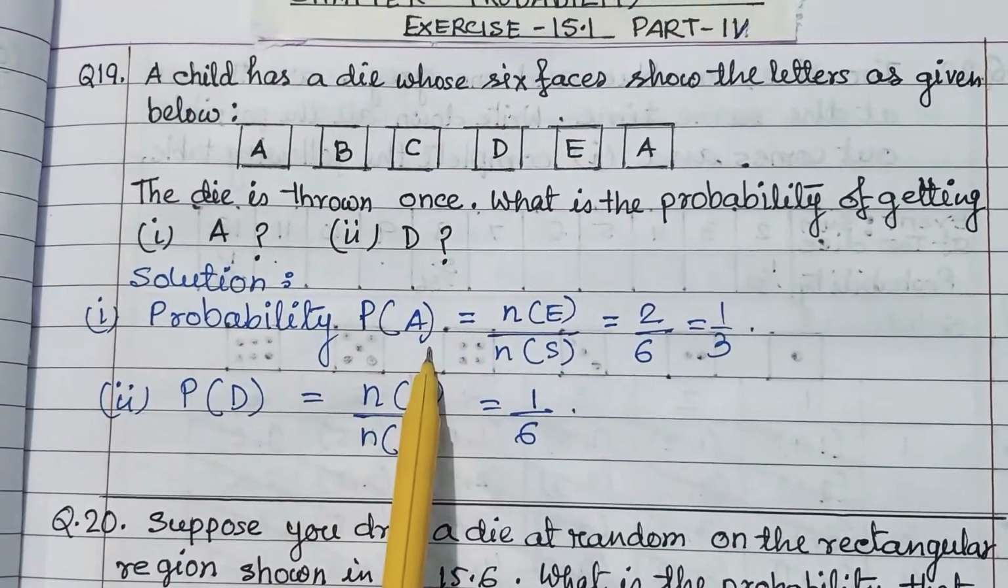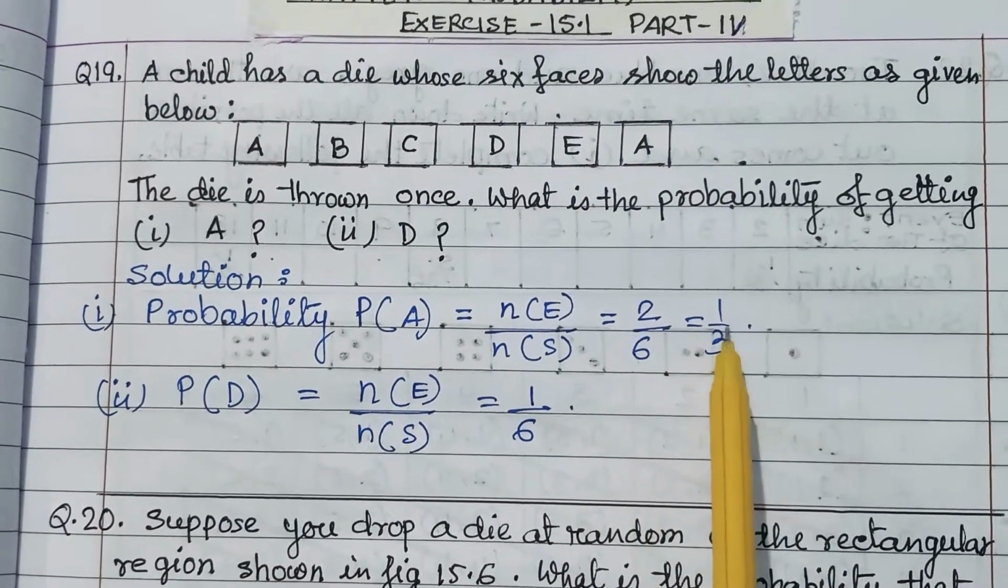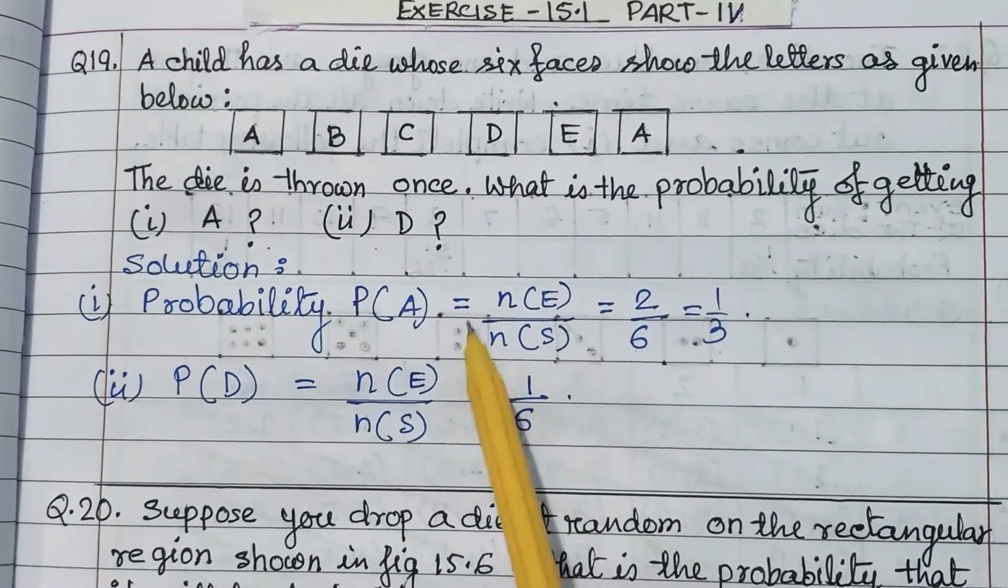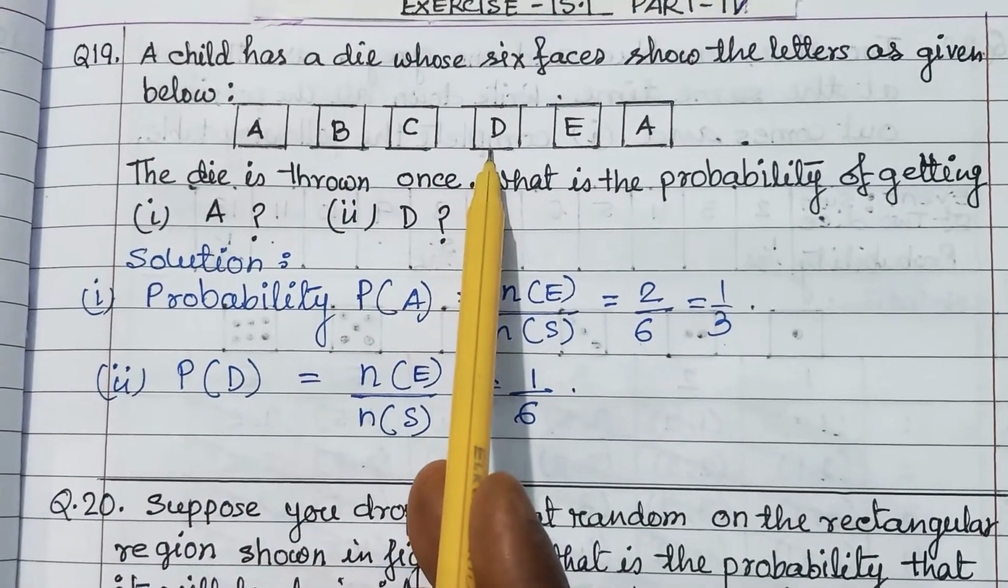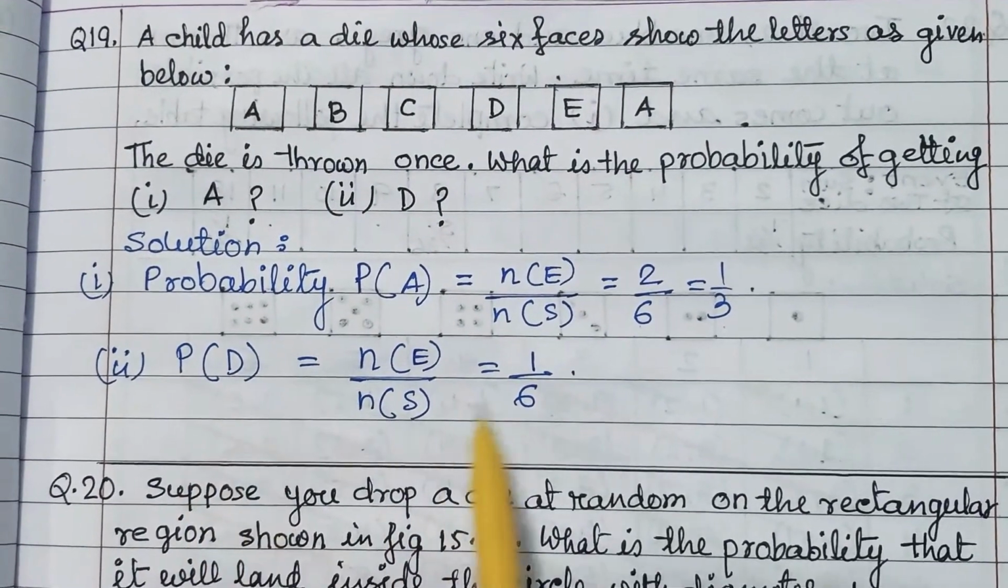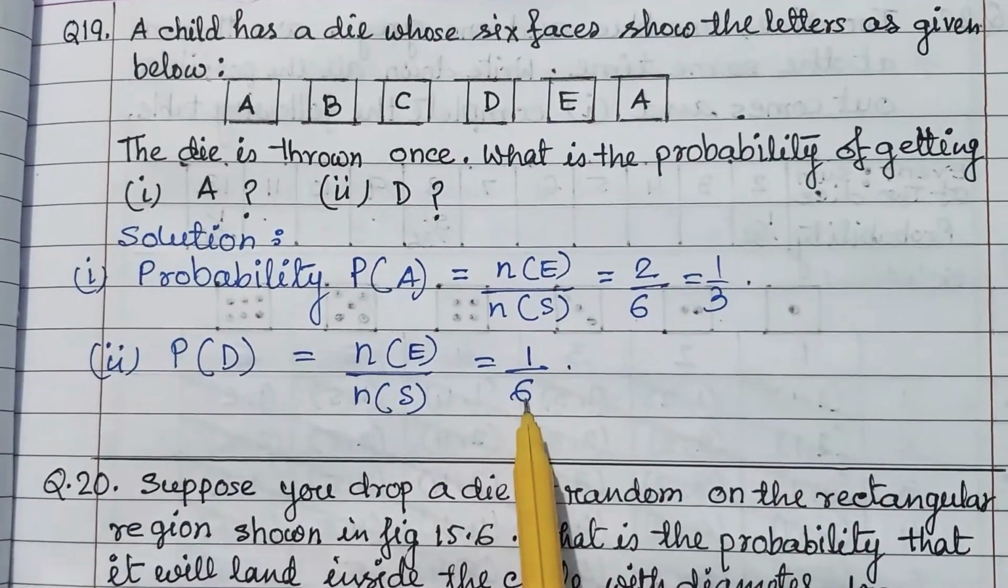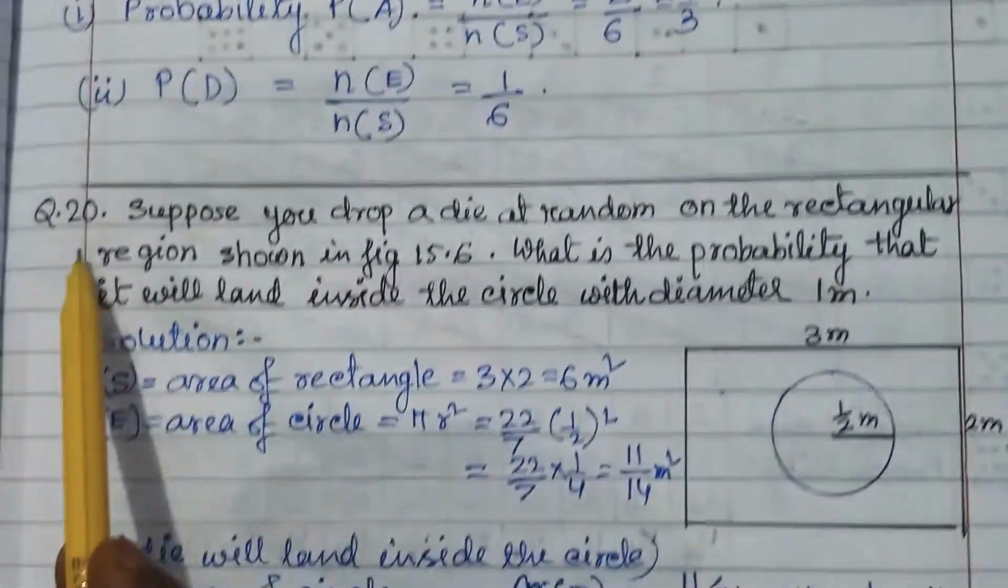So, probability of A is 2 upon 6. It is 1 upon 3. But you have to write the formula. Next, probability of D. Only one D is there. So, probability of D is 1 upon 6. Got it? Next question, question number 20.